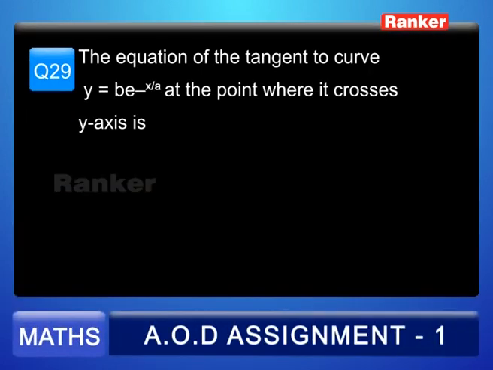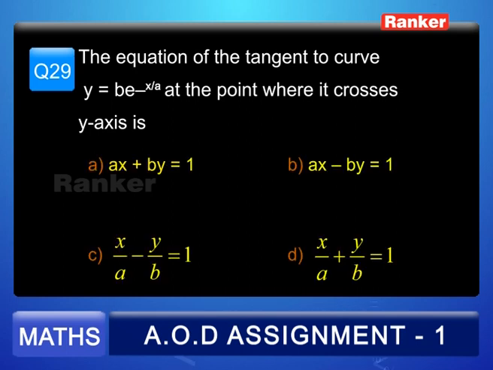Next question. Find the equation of the tangent to the curve y = b e^(-x/a) at the point where it crosses the y-axis. Option A, ax + by = 1. Option B, ax - by = 1. Option C, x/a - y/b = 1. And option D, x/a + y/b = 1.